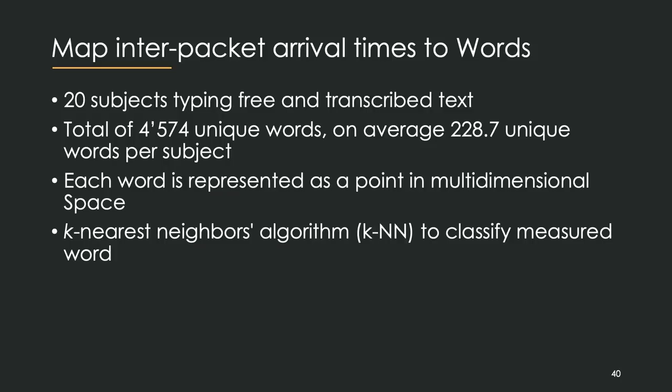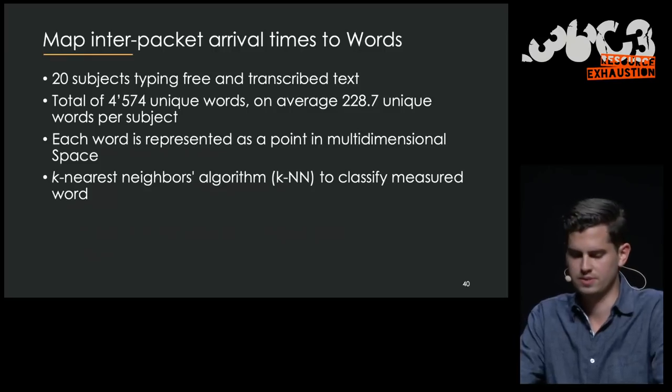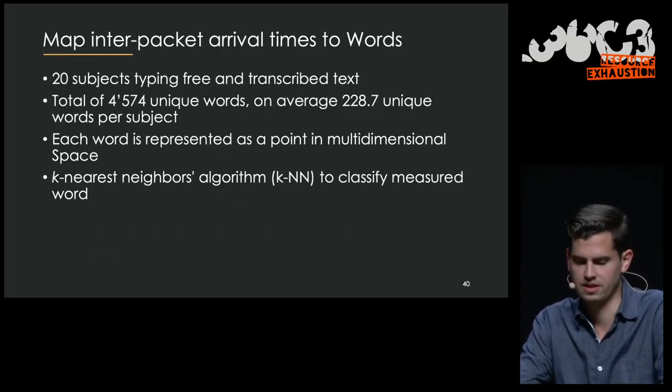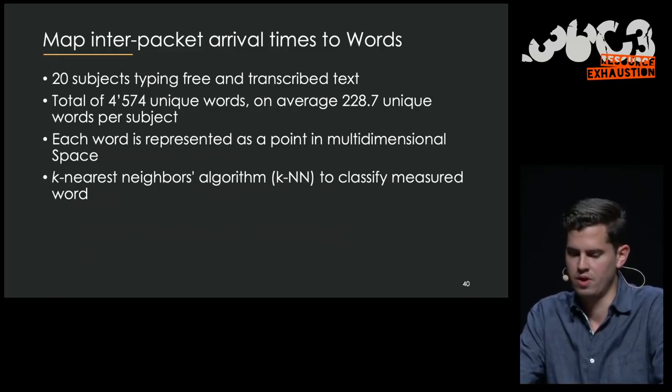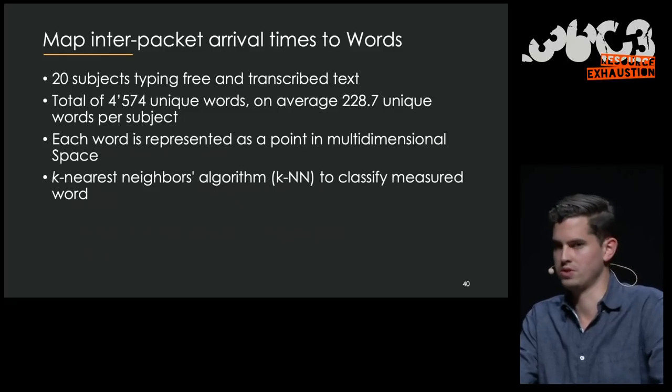So we used 20 subjects that were typing free and transcribed text, which resulted in a total of 4,500 unique words. And each was represented as a point in a multidimensional space. And we used really simple machine learning techniques, like the k-nearest neighbor algorithm, which is basically categorizing the measurements in terms of Euclidean space to other words.